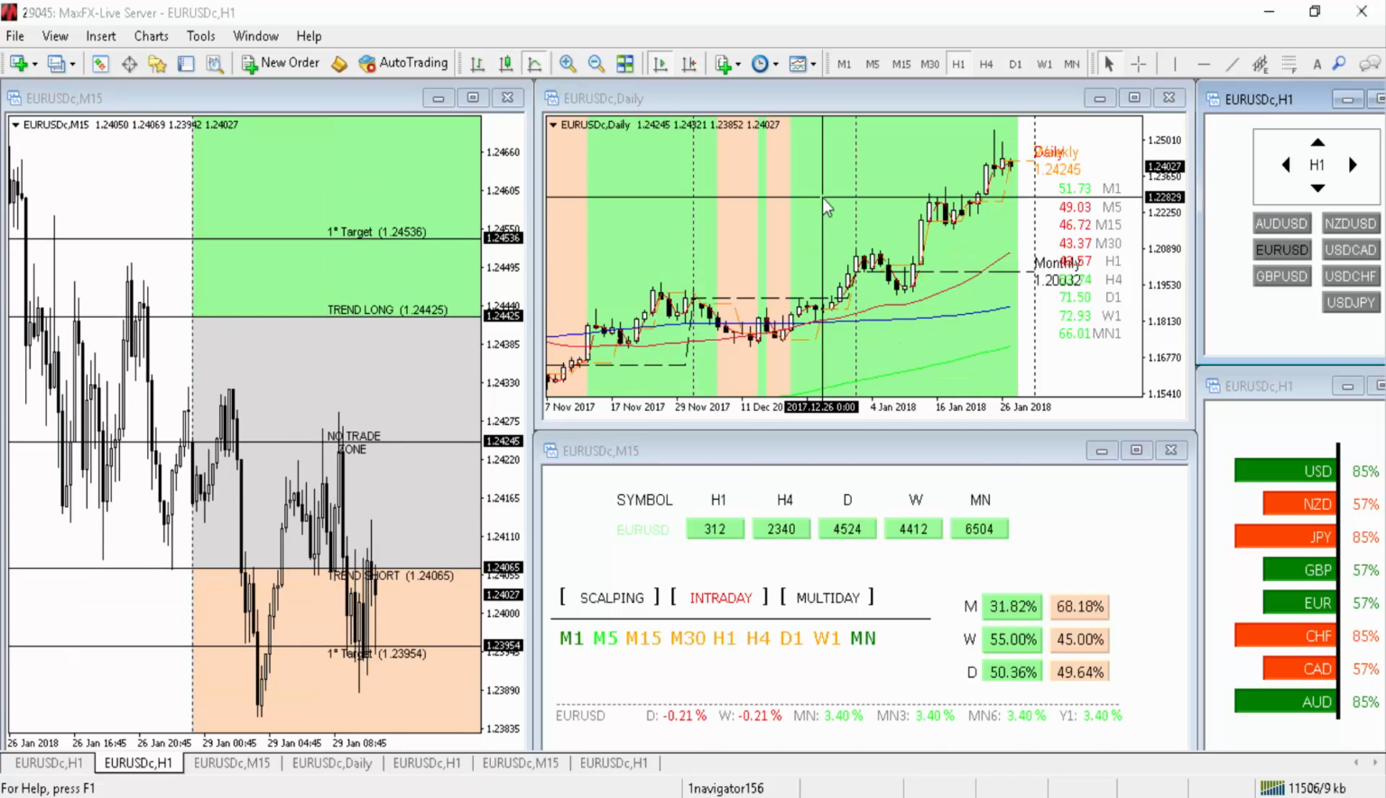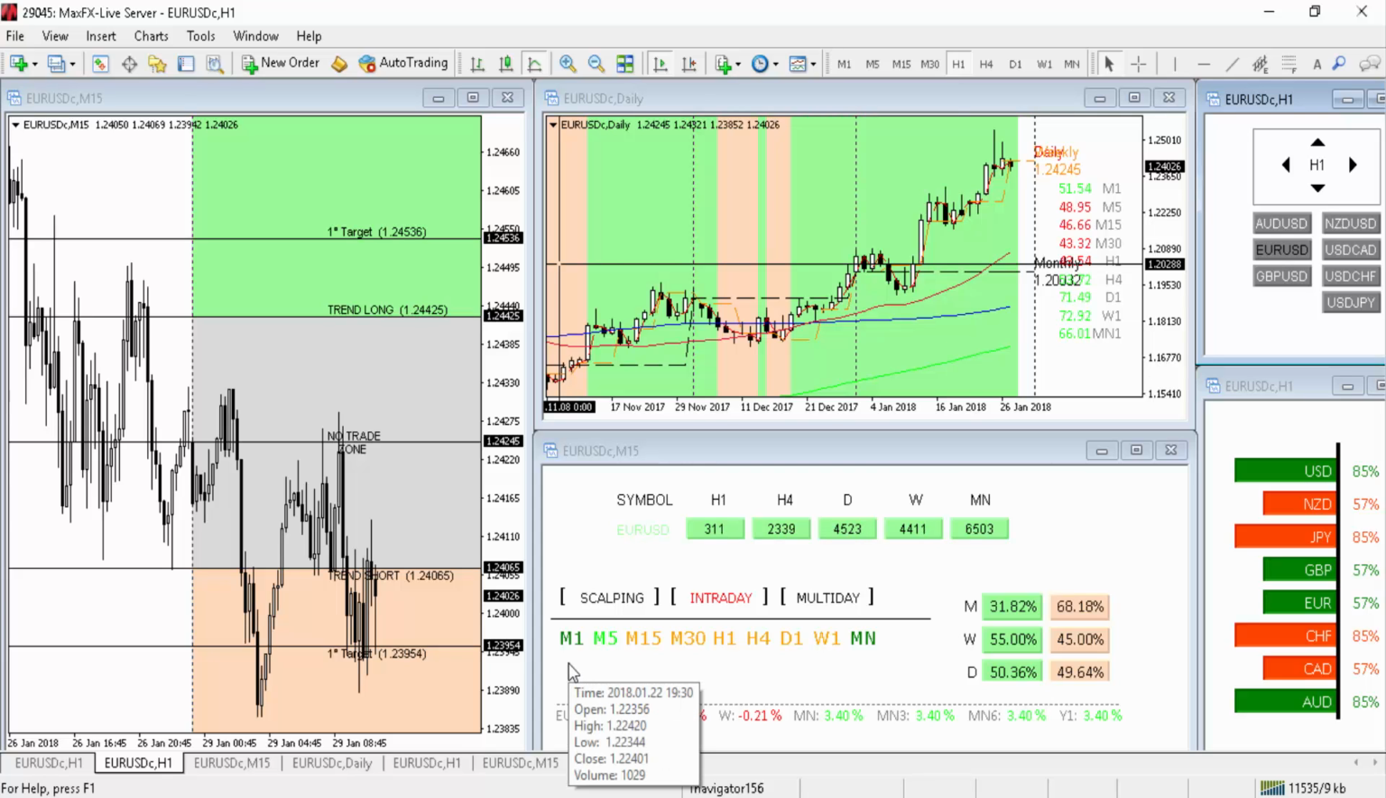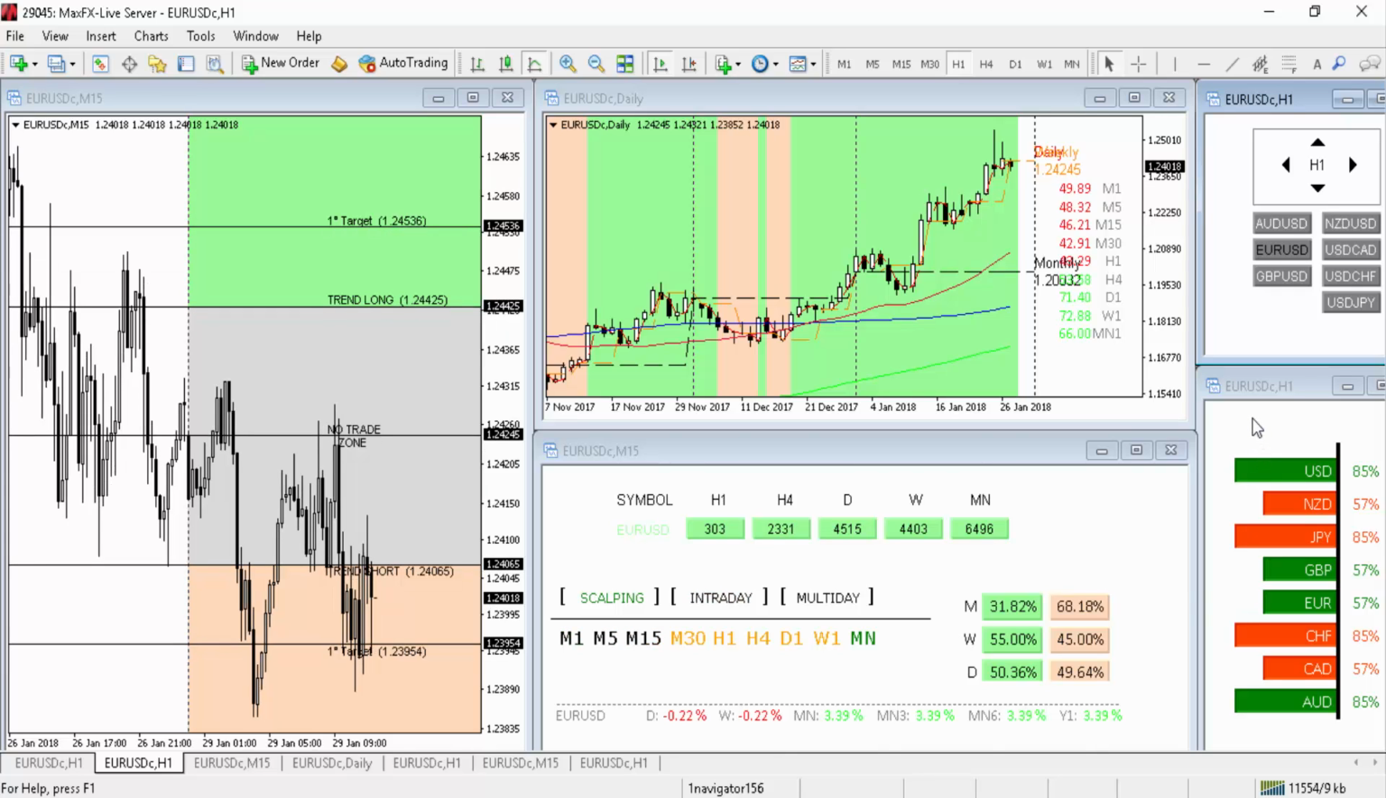The euro dollar is also moving in a slight bearish tendency below the entry level of the bearish zone of the target geometry at 1.2406. We have a bearish price action at an intraday and multi-day level, and the pair is losing 0.21% on a daily basis. We have an RSI below 50 from M5 to H1, and we have a 57% long euro against an 85% long US dollar. So should the market remain below 1.2406, we may have a continuation to the downside.